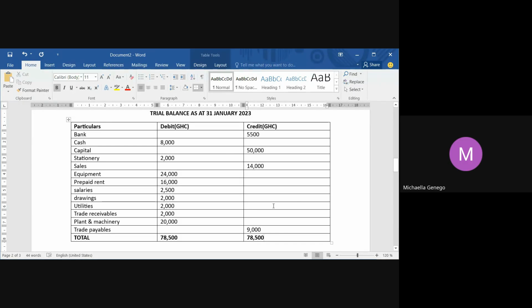So the trial balance is what we use to check for the accuracy of our ledgers. Once we are able to get the same thing on the credit, that means our ledgers are correct.